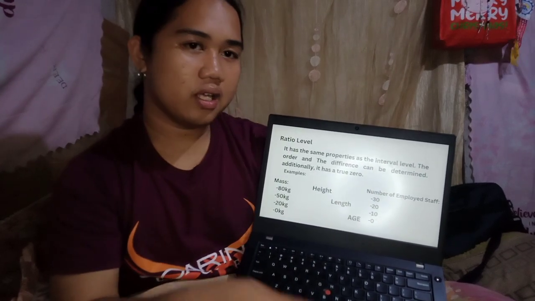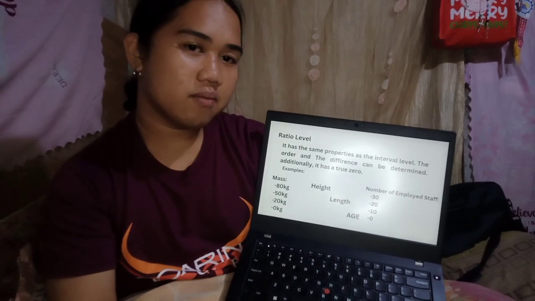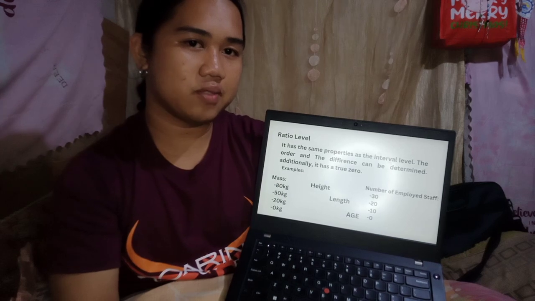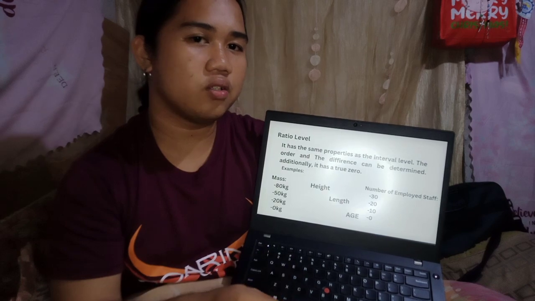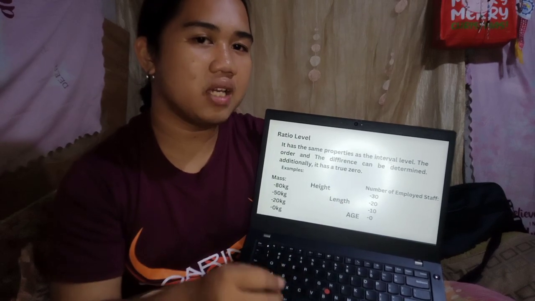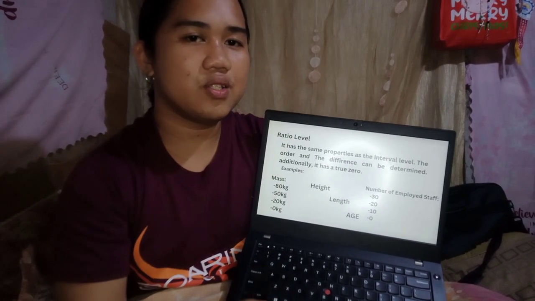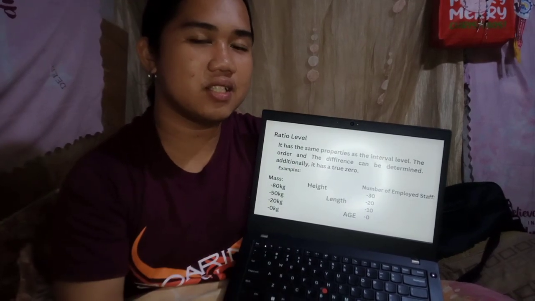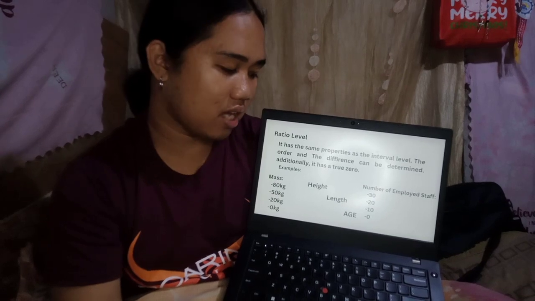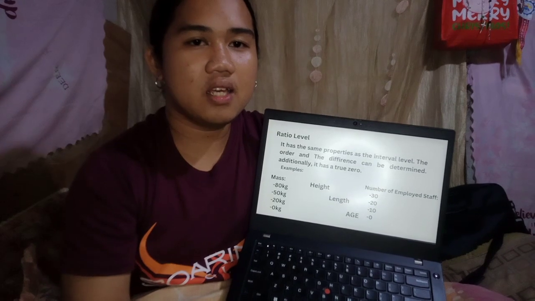For example, here is the mass, where we have here the 80 kilograms, 50 kilograms, 20 kilograms, and 0 kilograms. 0 kilograms basically means that it has no weight at all, or nothing has any weight. Same goes with the height. If your height is 0, then you don't have the height at all. Same goes with the length. If your length is 0, then you don't have the length at all. Same goes with the age. If your age is 0, you're basically not born yet in this world.